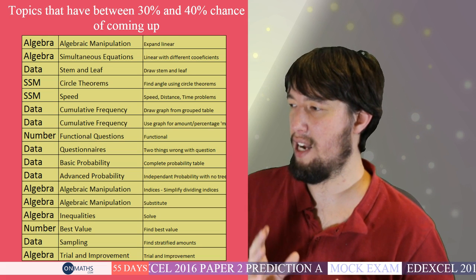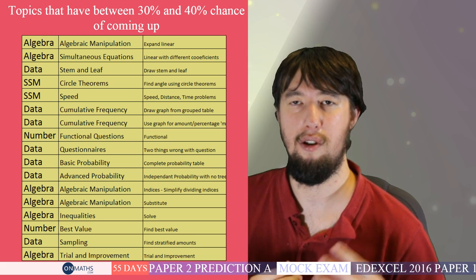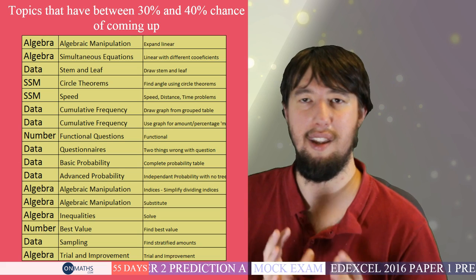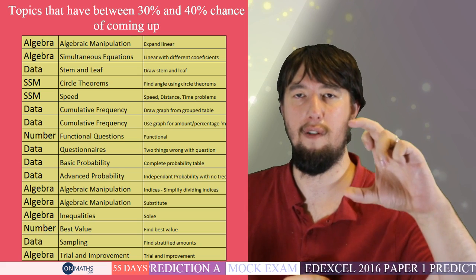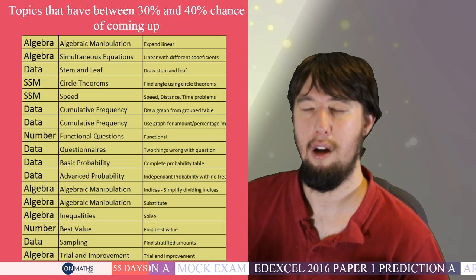Looking at the next one, sampling, very simple stratified sampling. If you do relative frequency, it's the same process. You find the fraction of it and then times by the sample size. It's very, very simple, easy one to revise.